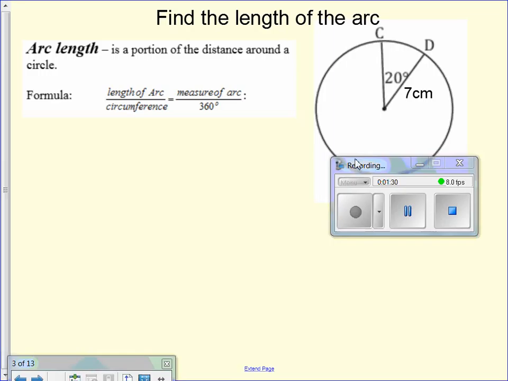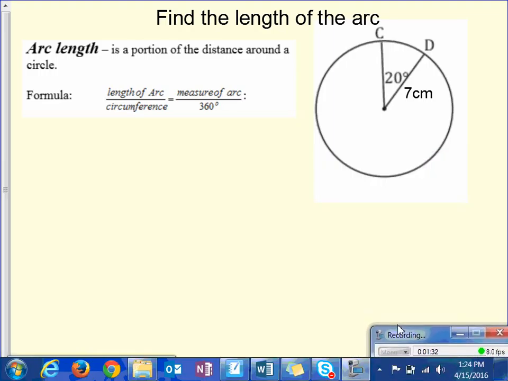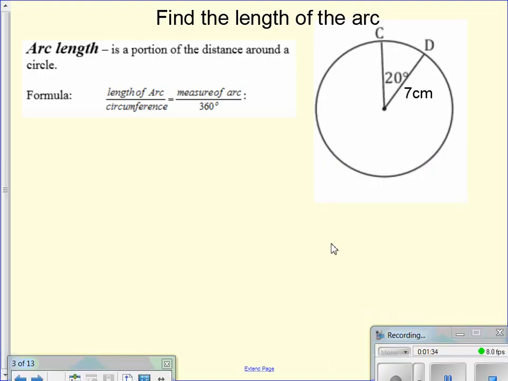Going through, the first one we want to find is the length of an arc. Arc length is a portion of the distance around the circle. It's a portion of the circumference. It is this length from C to D, if I laid that flat and measured it. Here's the kind of setup we want to use. We say the length of the arc is our x, so it's x over our total circumference.